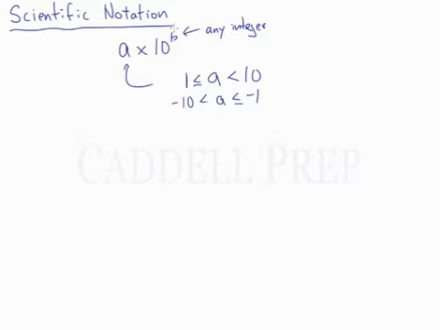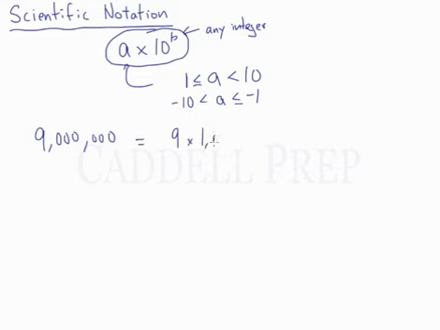Let me give you an example of how we get into this form. So we have the number 9 million. 9 million is really 9 times 1 million. And 1 million is really 10 to the 6th. So 9 million could be rewritten in scientific notation as 9 times 10 to the 6th.